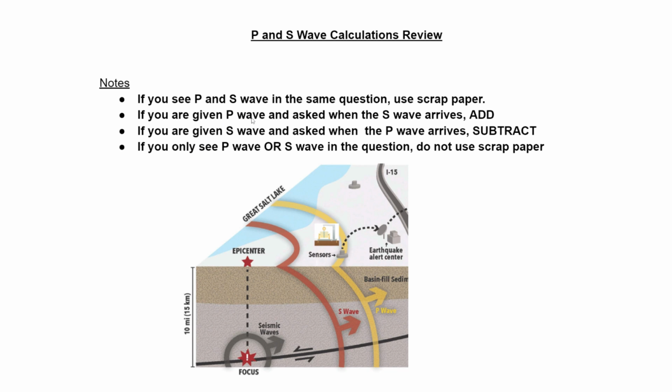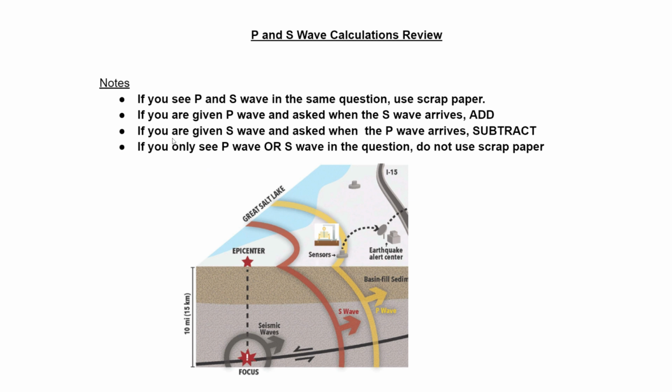If you are given the P wave arrival time and then asked when the S wave arrives at the station, you need to add. For instance, the P wave arrives at the station at a certain time. When did the S wave arrive at the station? The S wave will arrive after the P wave. So, since both P and S wave are in the same question, you need to use scrap paper to find the time difference in arrival and then add that time difference to the P wave arrival time. That will tell you that the P wave arrived at the station at a certain time that's given to you, and the S wave will arrive after that time by the time difference that you calculated using your scrap paper.